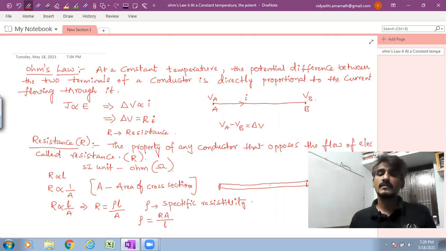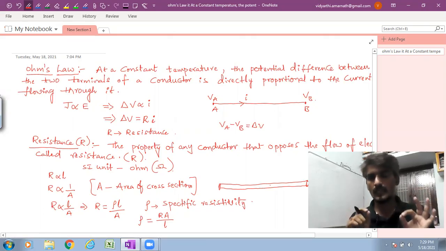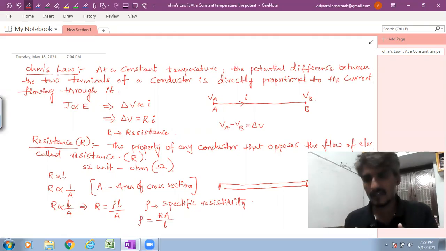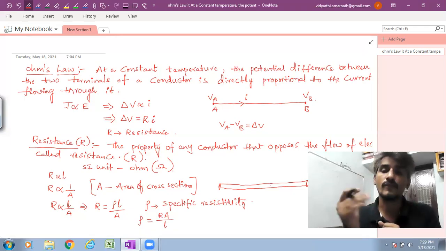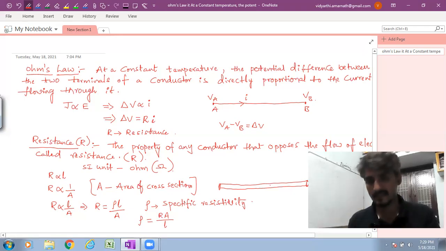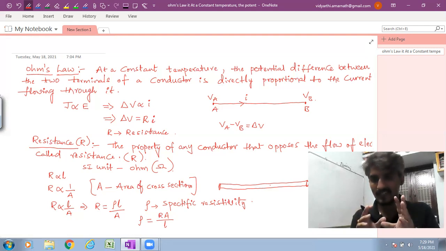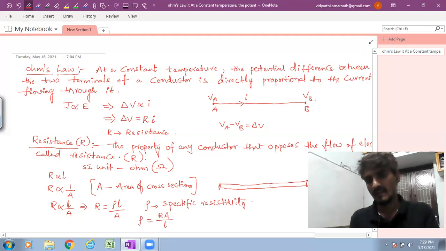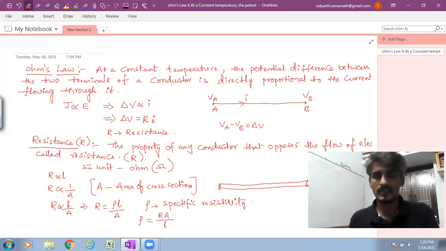Electron density means if we take a unit volume of any wire, the number of electrons will be different for each metal. So that's why N will be different for different metals or materials. If there are more electrons, obviously current will be more. If fewer electrons are there, current will be less automatically. So that is what is happening here. It depends upon the nature of the material.